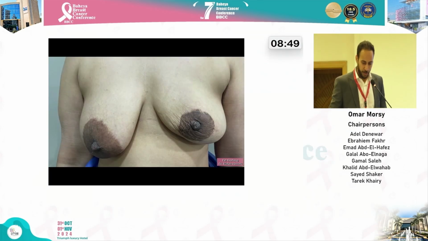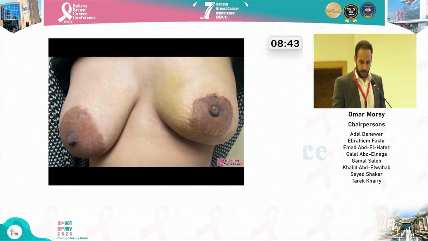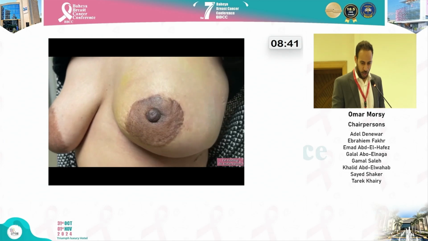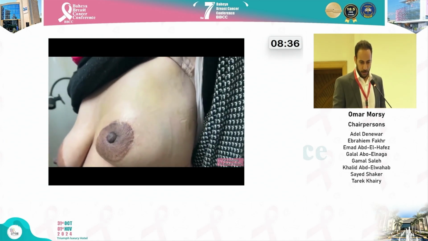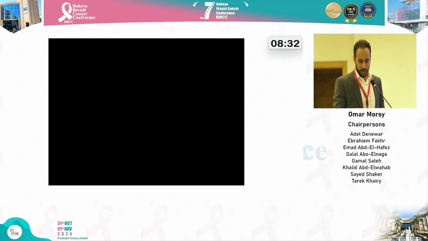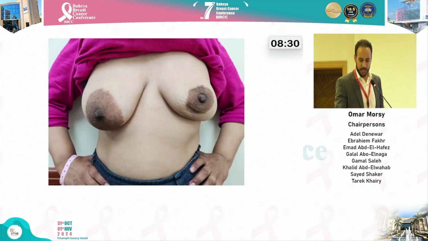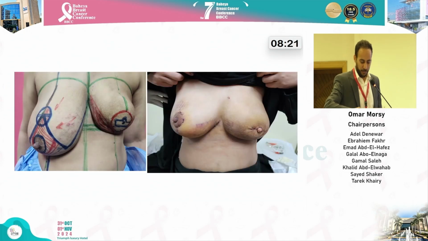Okay, this is the preoperative photo. And this is 1 week after the injection. And here, this is a 6 months post-operative photo. Here you can see, of course, that there was some rate of resorption. However, it has been sufficient and the patient is very well satisfied with it.